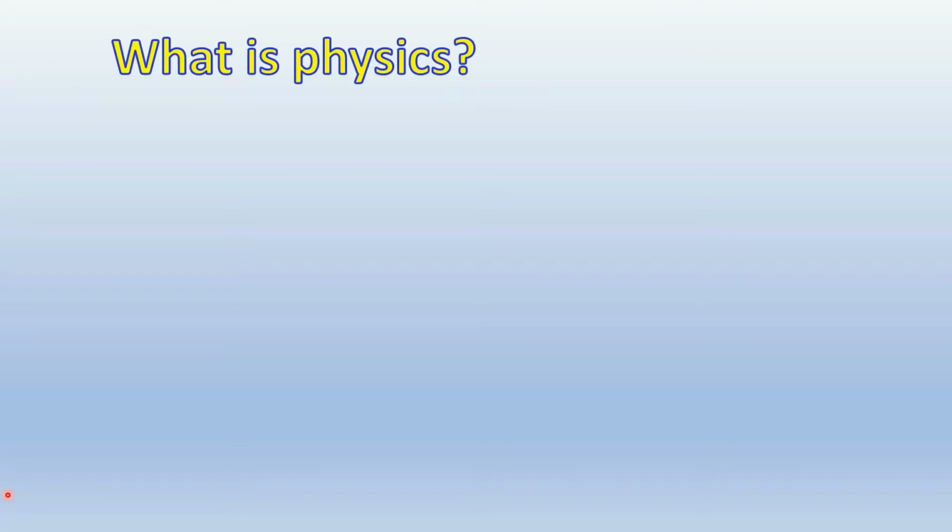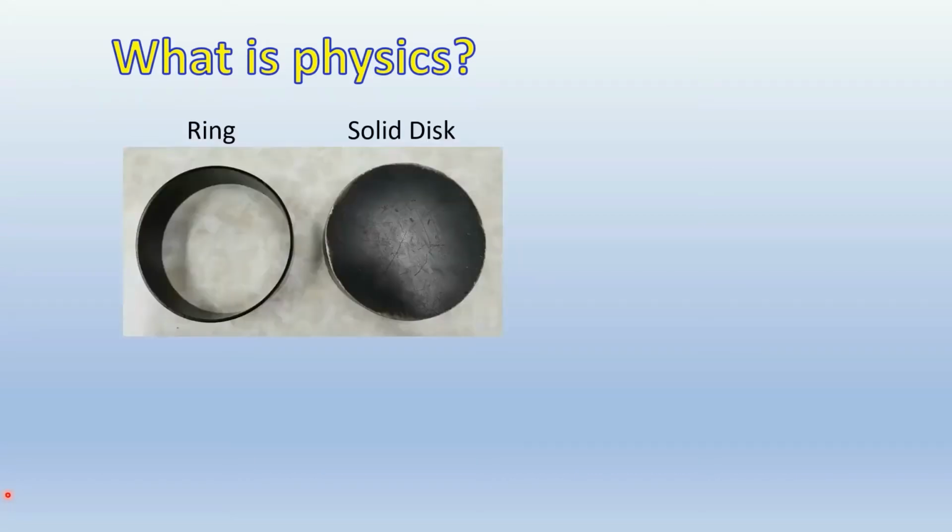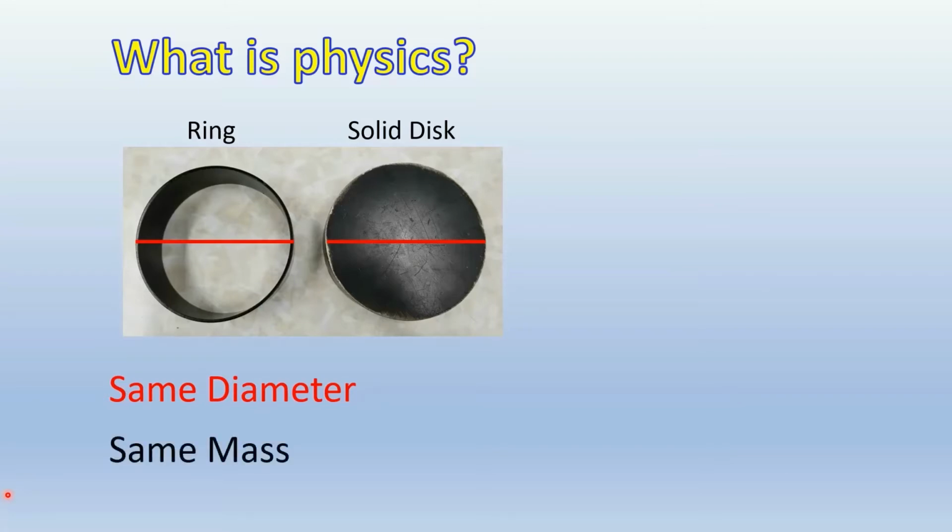I could give you a typical dictionary definition, but I thought it would be more interesting to go over an example. Here I'm showing two cylindrical objects, a ring and a solid disk. These objects share a few traits in common. The first is that they have the same diameter, so they were manufactured especially for our purposes today. The second characteristic is they have the same, or roughly the same mass.